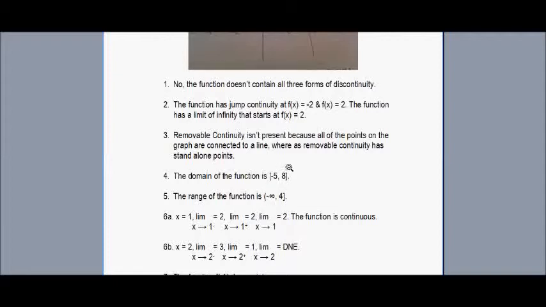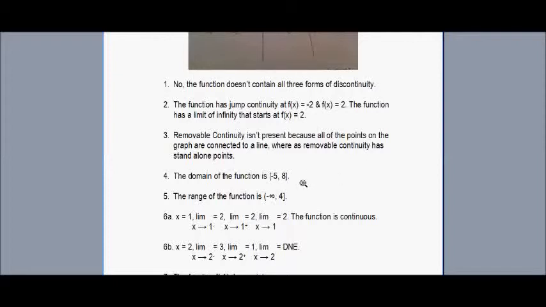Just make sure that you know that. And closed circles, always put a bracket. If it's an open hole, and you feel like it's there and everything, just put a parentheses on that as well. Open holes, parentheses, closed dots, brackets.